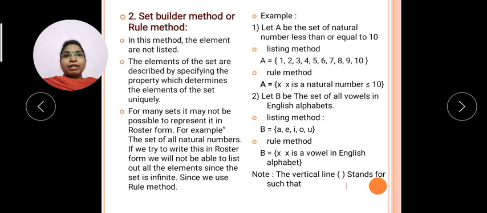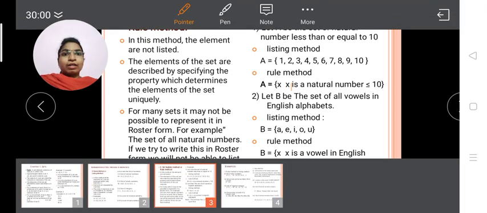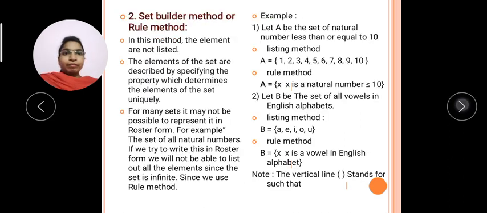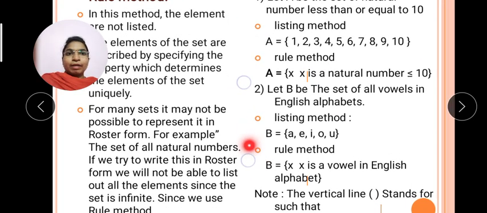Now the second method, that is the set builder method or rule method. Students, remember, the roster method is also called the listing method. Sometimes in an exam, a question will ask only to write an example of the roster method. Don't be confused. Roster and listing mean the same; both names are for the same method. Similarly, the set builder method and the rule method are also the same.